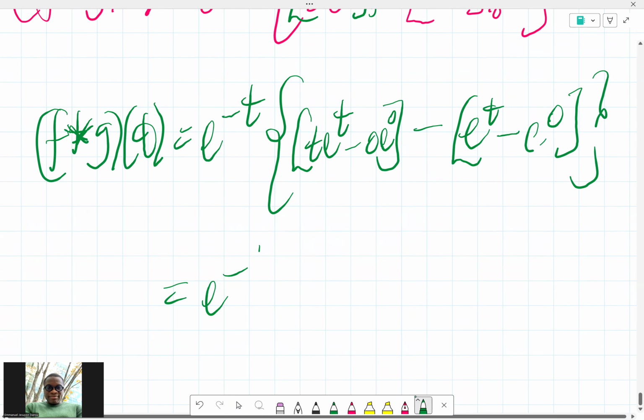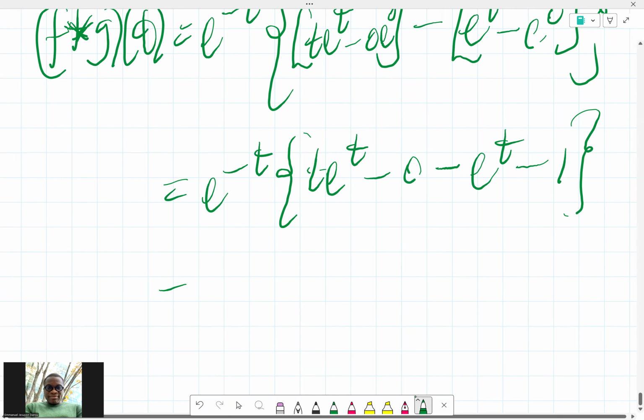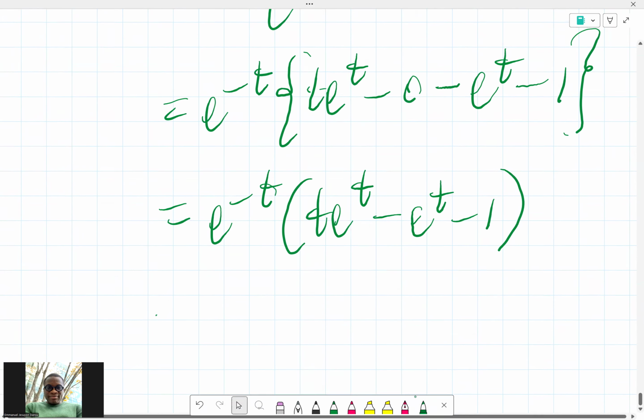So this is e raised power t into t e raised power minus t, evaluated from 0 to t: minus 0 minus e raised power t, then minus 1, because e raised power 0 is 1. We open all of that up. So this is e raised power minus t times t e raised power t, 0 is gone, minus e raised power t minus 1. So we can open this up, okay?